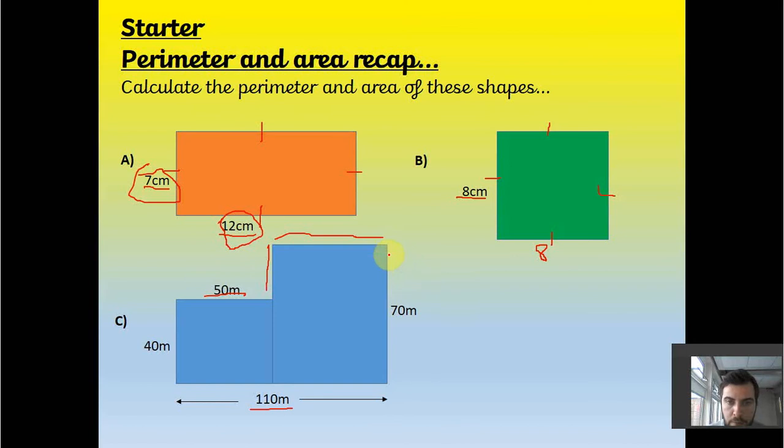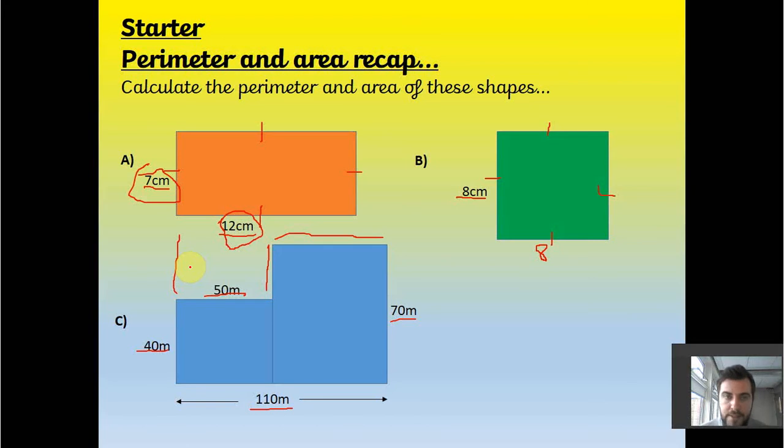If we know that from here to here the length is 70 meters, and from here to here the length is 40 meters, we're calculating this. So we're calculating 70 take away 40, which will give you a missing side there. We'll go through that in a minute as well, but I'm going to stop talking. I want you to pause the video and have a go. So pause the video now, good luck.